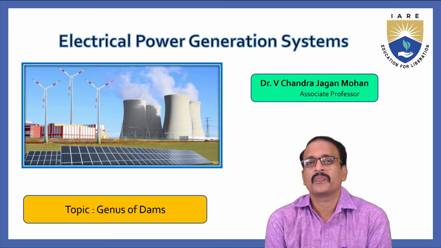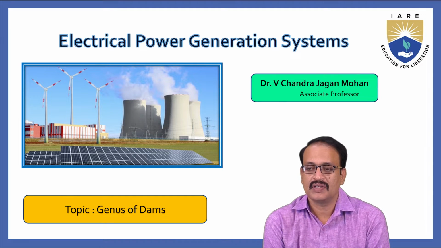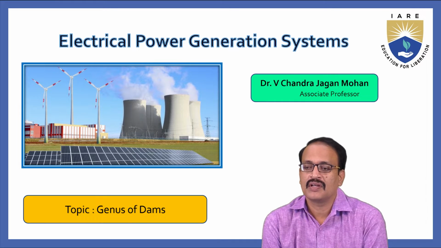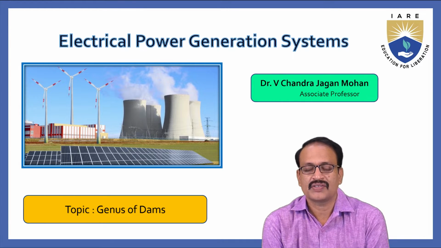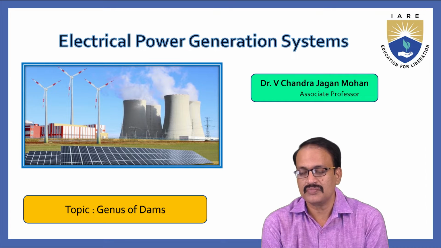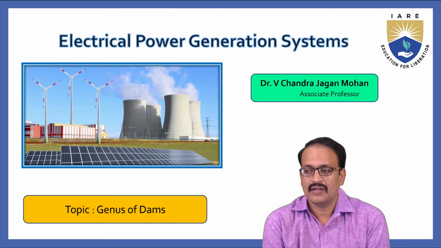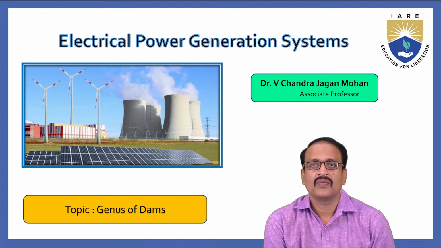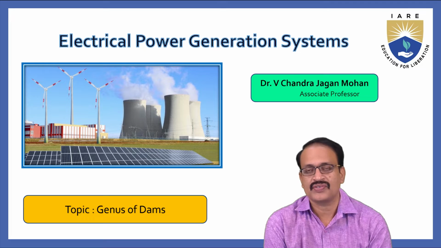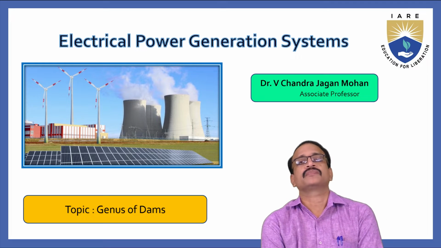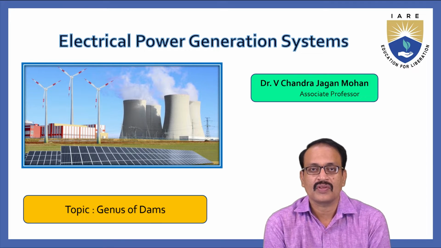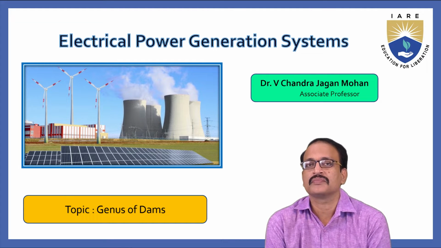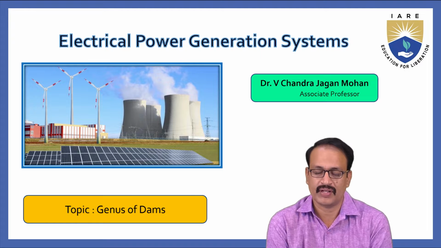See, we have been discussing the methods of power generation and the different kinds of power generation. Can anybody tell me what is the cheapest source of power? So the cheapest source of power is hydropower.